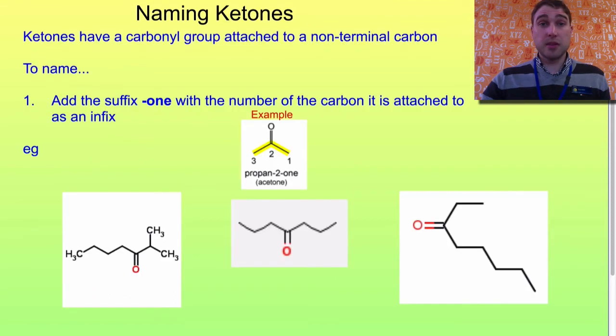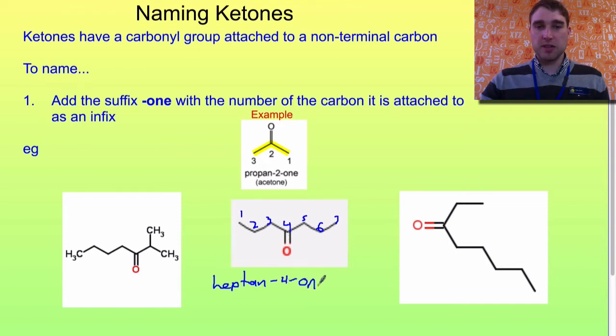Alright, so to name ketones, because the group is on a specific carbon in the middle of a chain, not at the end, we need to number it. So we use the number as an infix, and our suffix is -one. Here's our example, propan-2-one, or just propanone, is the only place that the ketone group can go. Let's start with this one here in the middle. We'll count our carbons, 1, 2, 3, 4, 5, 6, 7. So it's going to be heptan-4-one. Heptan is the parent chain. On carbon 4, we've got the ketone group, and the suffix is -one.